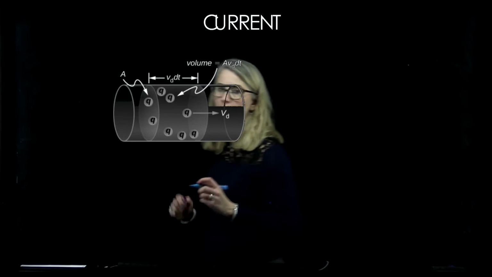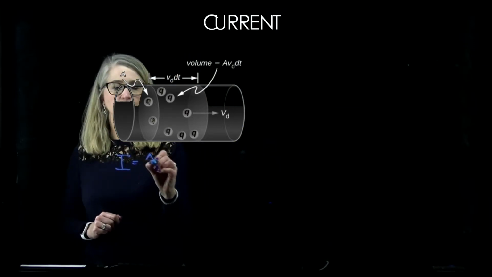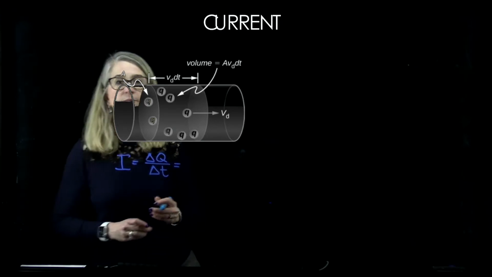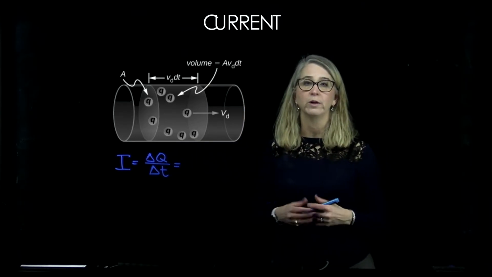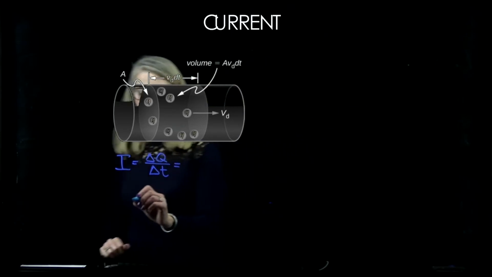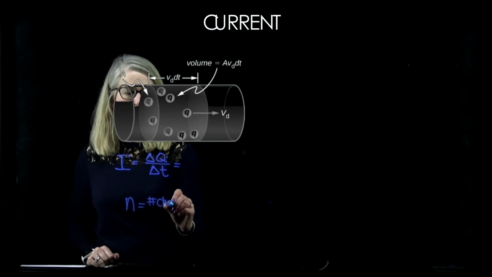So we're going to start off with the definition of current, which is just delta Q over delta T. And there are a couple of things we're going to have. We're going to talk about the number of charge carriers per unit volume.